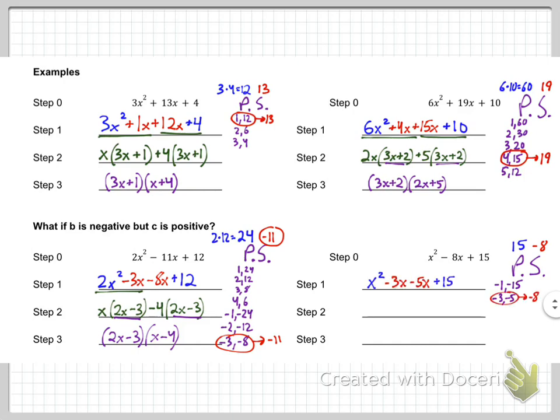Split up negative 8 to negative 3x and negative 5x. Find the GCF of the first two. And the GCF of the last two, you want to choose negative 5. That way, they're both x minus 3 is what's left over in both cases. That's going to be the first thing I write down, the first factor, and x minus 5 is the second factor.